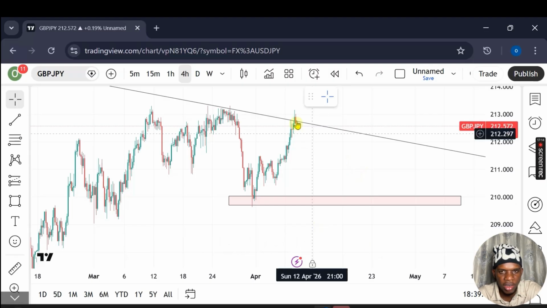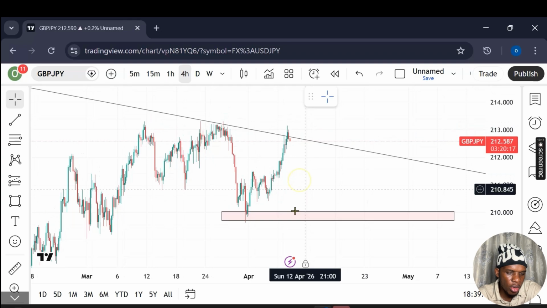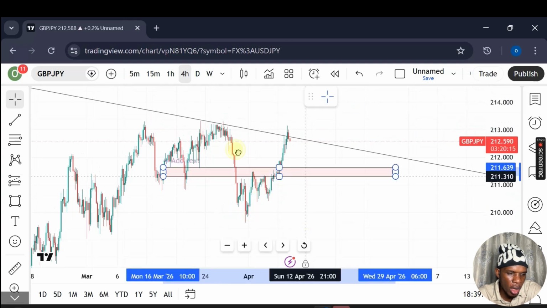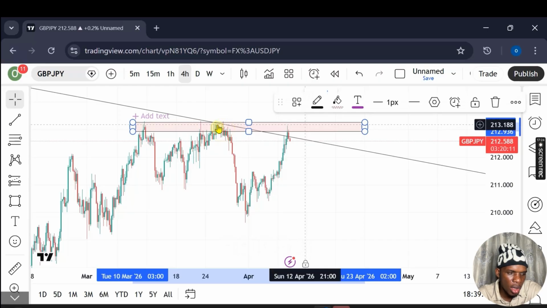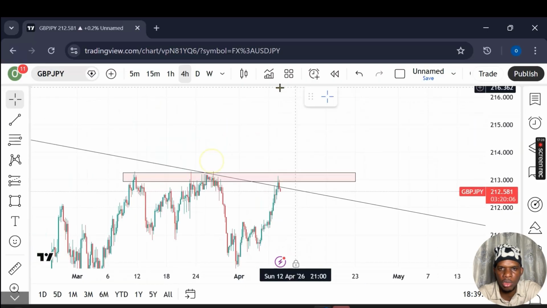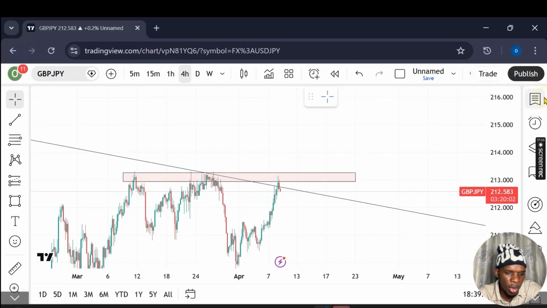As you can see, the market has started coming down. But if eventually anything makes the market come and break above here, that is the GBP JPY, then we just know that the market is going to be trending upward. It's going to be going up. That is it for GBP JPY.